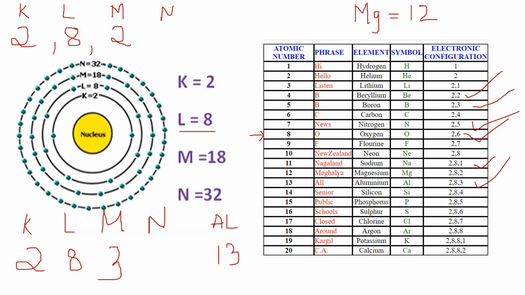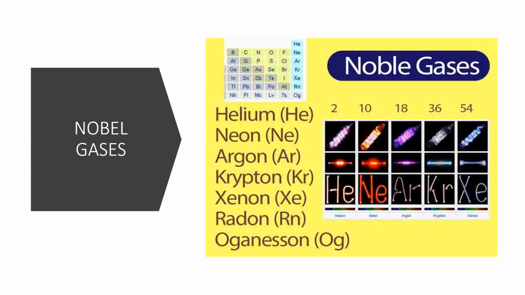Now looking into the next topic, that is valency. But before going to the valency, I want to talk about the noble gases. Now, what are these noble gases? There are some groups in the periodic table, and noble gas is one of them.